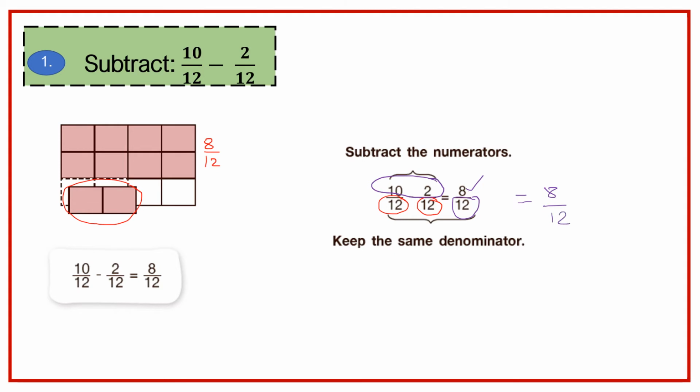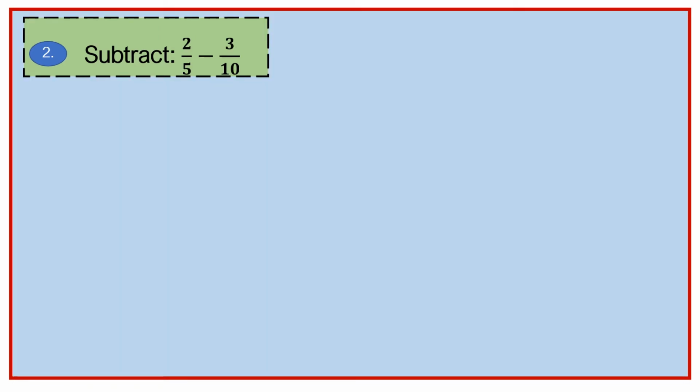This means that we must check if the denominators are the same. If they are not the same, we can use the idea of equivalent fractions to make sure that the denominators are the same. In example 2, subtract 2 out of 5 minus 3 out of 10.